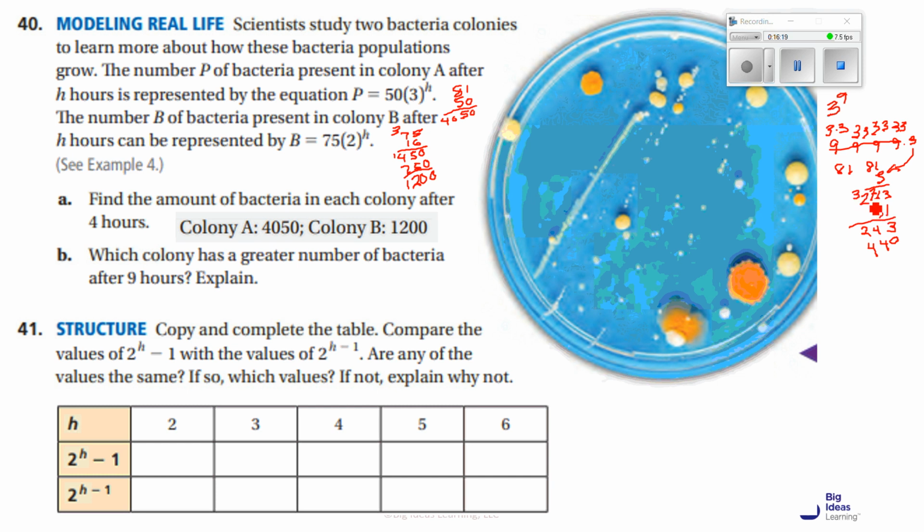Lastly, I have 8 times 2, which is 16. And 16 plus 3 will be 19. Now I have to add the two numbers together. 3 plus 0 is 3. 4 plus 4 is 8. We have 2 plus 4 is 6. And then 19.